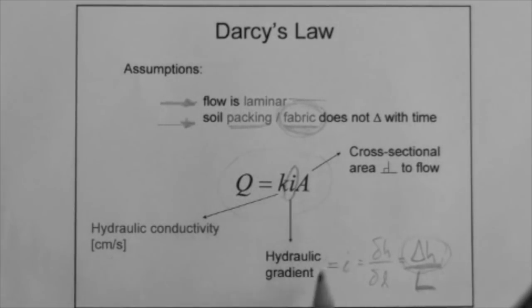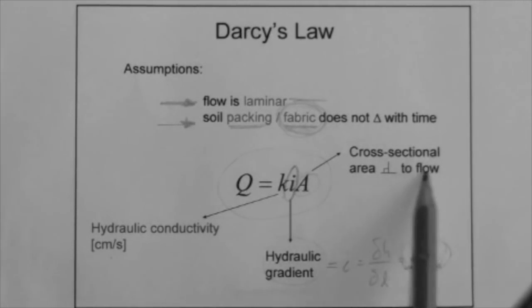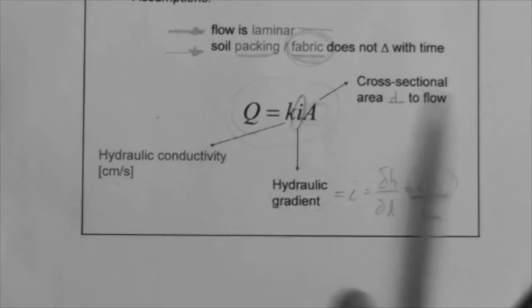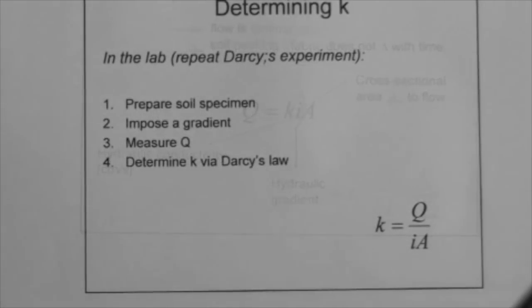Hydraulic conductivity, hydraulic gradient, cross-sectional area of flow, which is pi r squared for the case of a cylinder, and Q, which is what we measure. That is summarized in this slide.